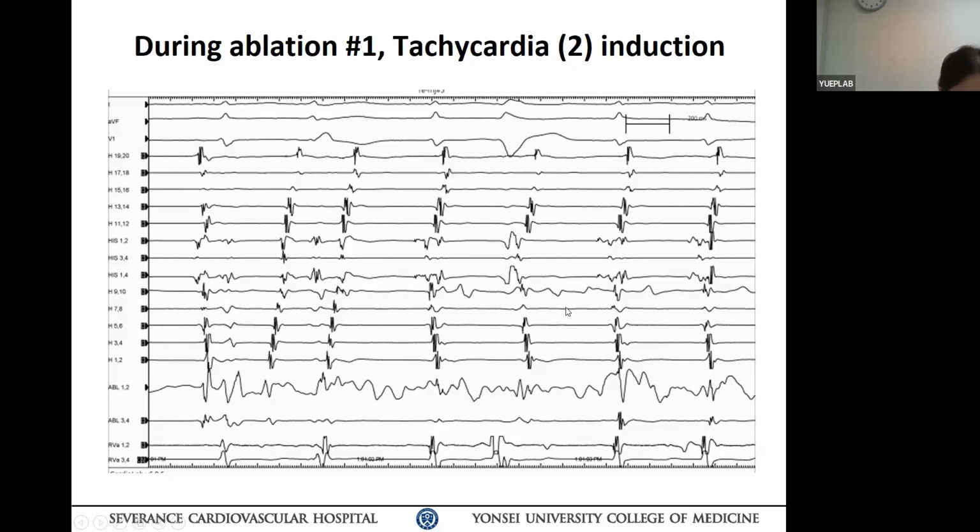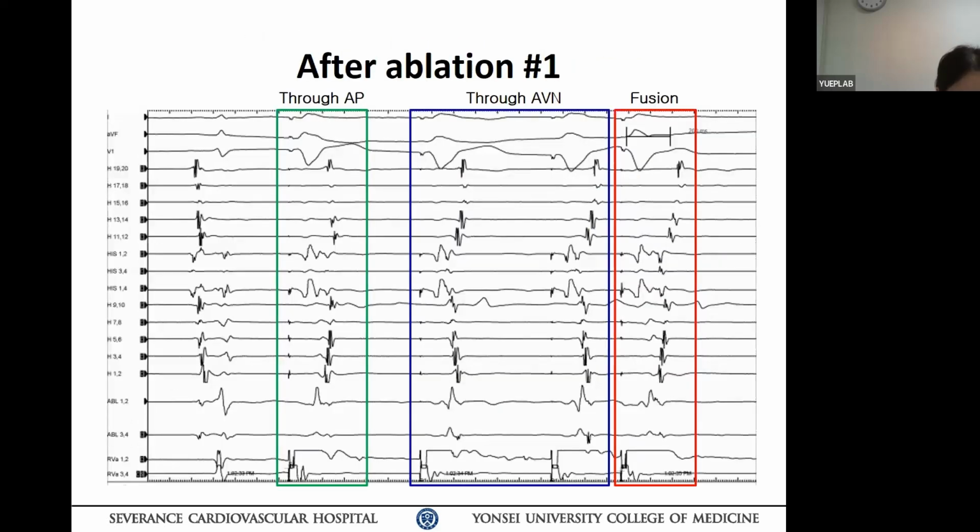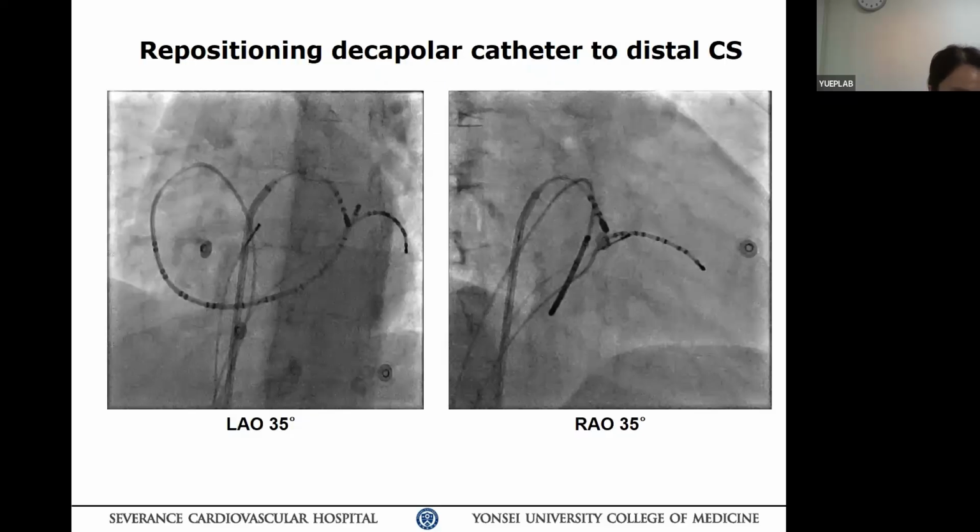Also, during the tachycardia, there was a PVC, but it did not influence the tachycardia, which also can be a clue for the AV-NRT. After the first ablations, when we paced from the V, the accessory pathway still remained. So we repositioned a new decapolar catheter to the distal CS.